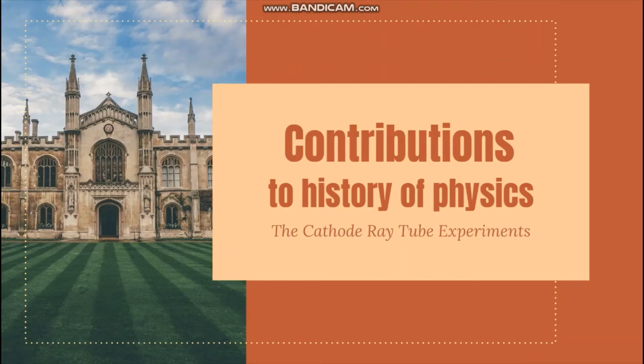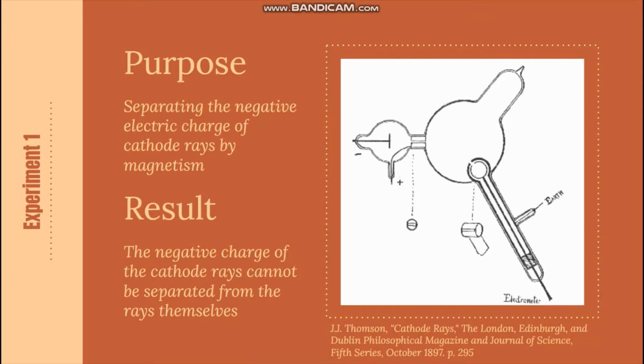Other than his education and career, it was J.J. Thomson's cathode ray tube experiments which completely changed the face of particle physics. In his first experiment, Thomson explored the possibility of separating the negative electric charge of cathode rays by magnetism. He built a cathode ray tube that ends in a pair of cylinders with slots connected to an electrometer, and expected that the cathode rays would be deflected by a magnetic field in such a way that they can't enter through these slots. From this experiment, he concluded that the negative charge cannot be separated from the rays.